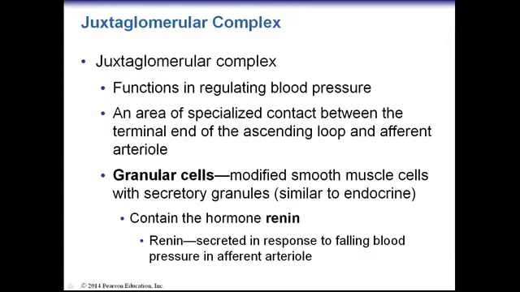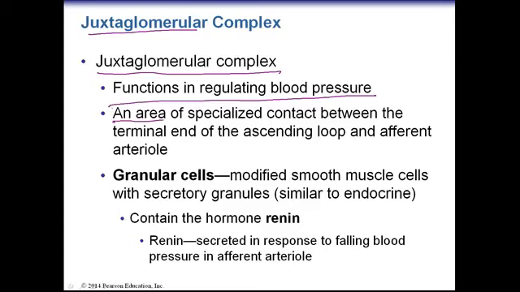Okay. So we're going to talk about the nephrons that are juxtaglomerular. We call it the juxtaglomerular complex. It functions in regulating blood pressure. Remember, that's just a homeostatic parameter that we need to keep equalized. This is an area of specialized contact between the terminal end of the ascending loop and the afferent arteriole. A picture is far more descriptive than these words.